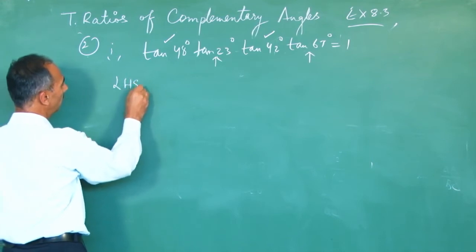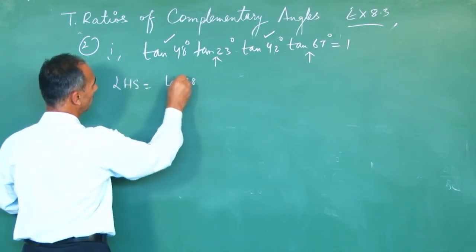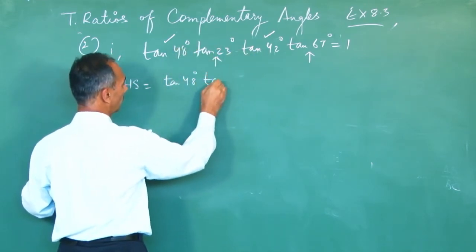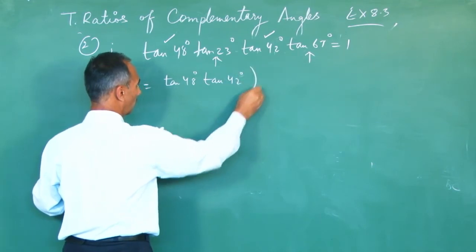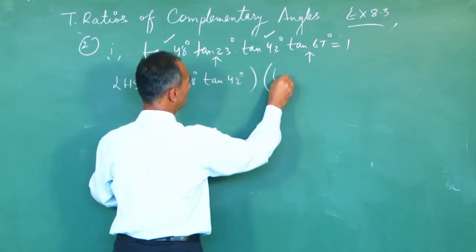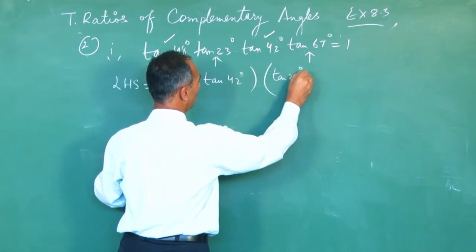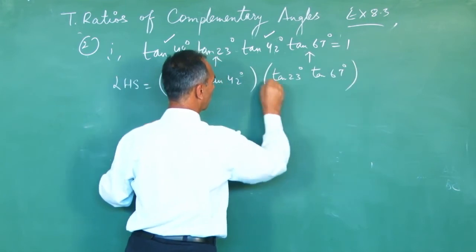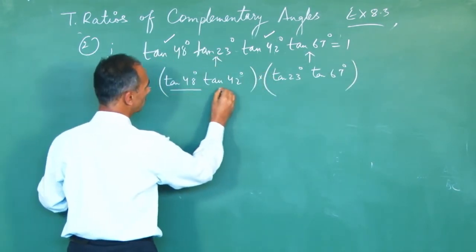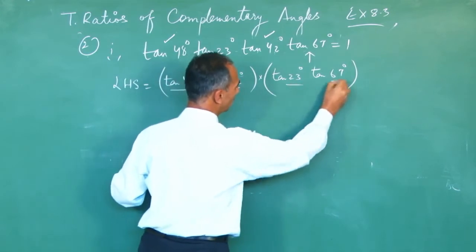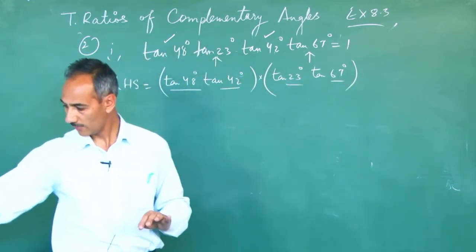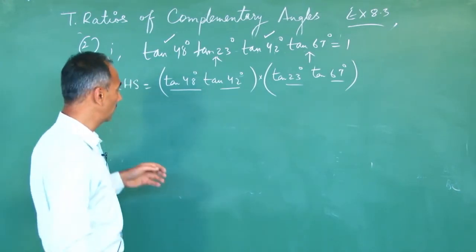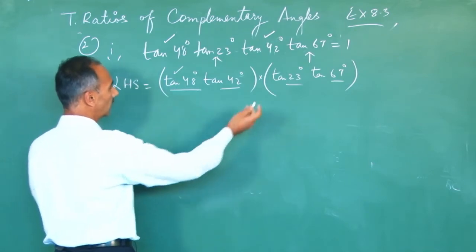So my left hand side will be tan of 48 into tan of 42, in brackets, together. Then tan 23 into tan 67. They are in product. Now these two angles are complementary. Same is for 67 and 23. Now, as I said, same logic, we'll be changing one of the T ratios. So let's change this first one here. Here also we'll change the first one.